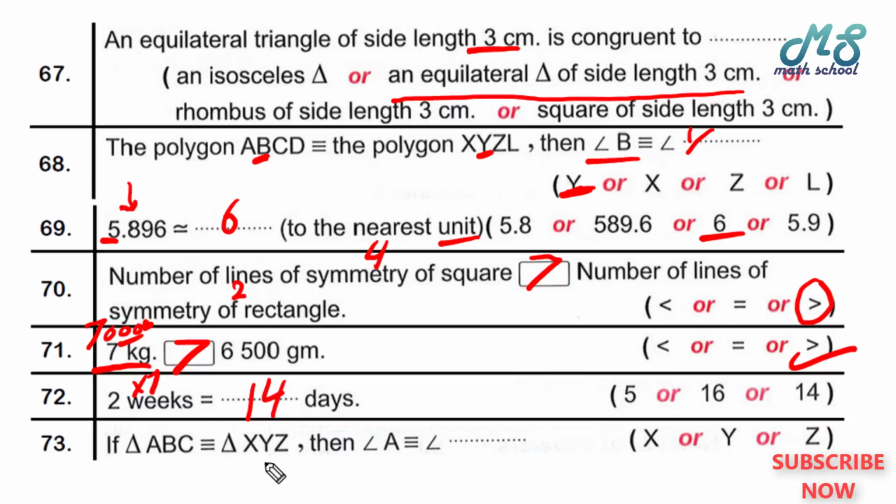Next, if triangle ABC is congruent to triangle XYZ. He chose A, the first letter, so the corresponding angle for A is X. So angle A is congruent to angle X, so the correct answer is letter X.